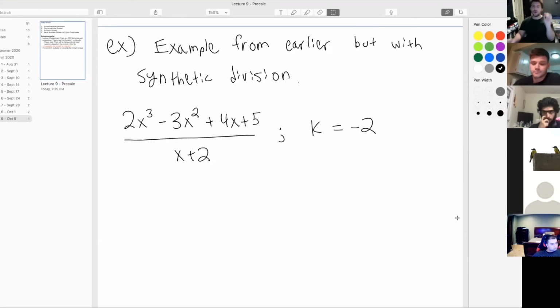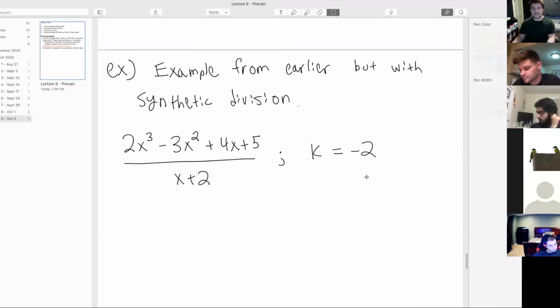Okay, so I just want to make note that this is a situation where synthetic division is applicable. In the numerator, we have a polynomial of degree 2 or higher. In this case, it's of degree 3. And we're dividing by something of the form x minus k. So just in your head, be like, oh, good, synthetic division is allowed.